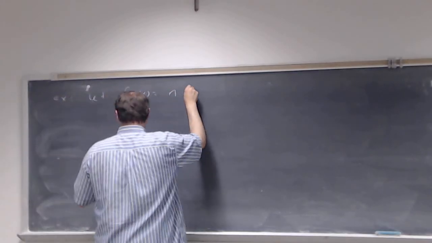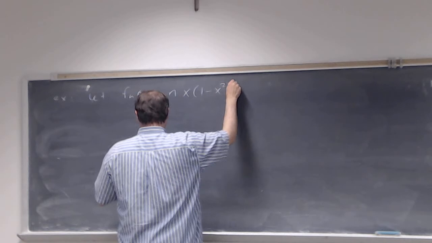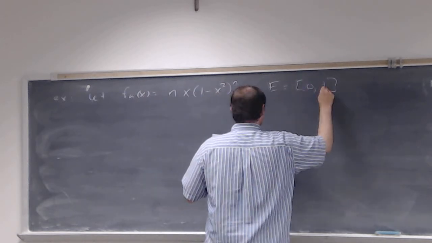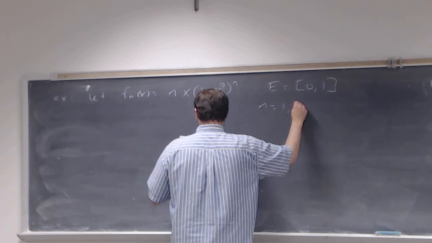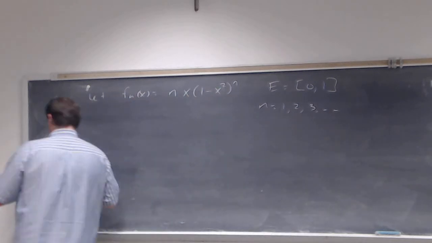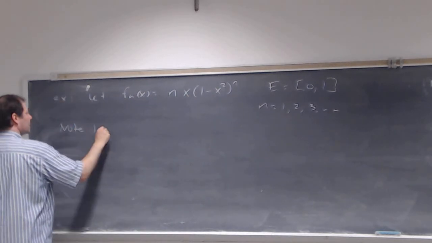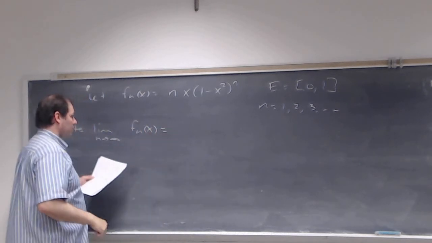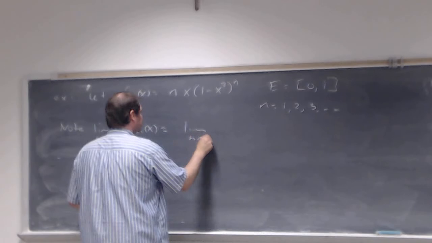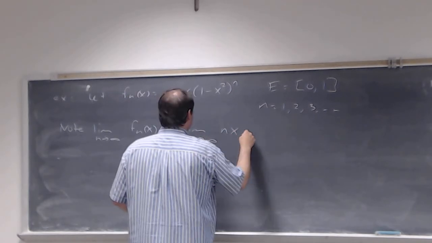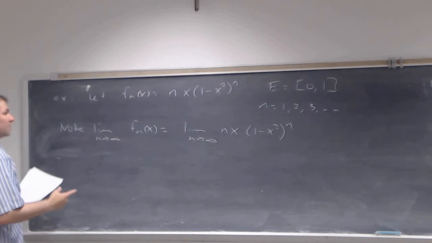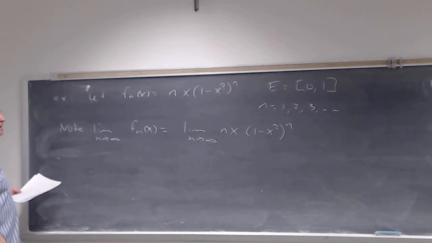Let f sub n of x be equal to n times x times 1 minus x squared raised to the n. And let's look at it over the set E, which is the closed interval from 0 to 1. And here n is going to equal 1, 2, 3, forever, the natural numbers. Okay, note the limit as n goes to infinity of f sub n of x. That's going to be the limit as n goes to infinity of n times x times 1 minus x squared raised to the n. That's the limit we're looking at. It's going to vary depending upon what x is.